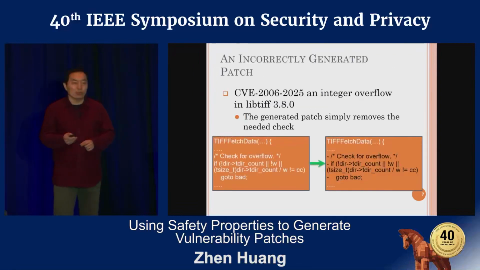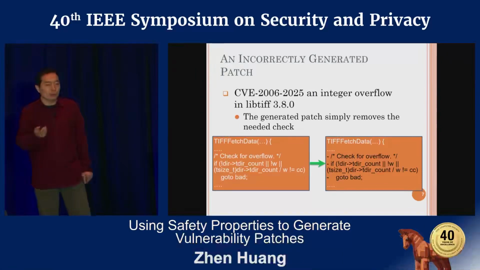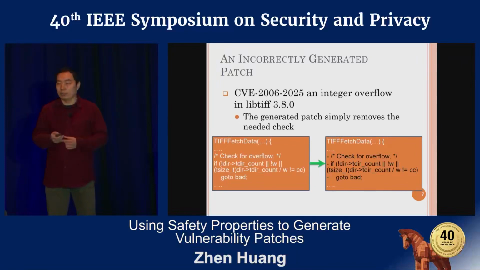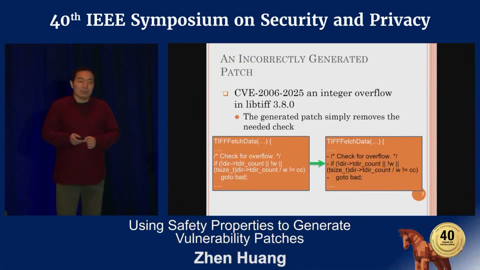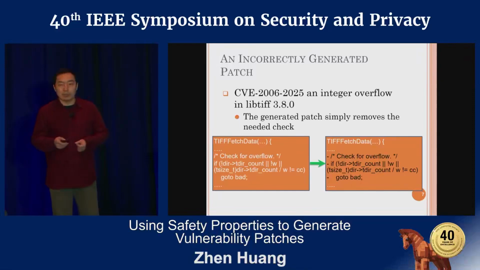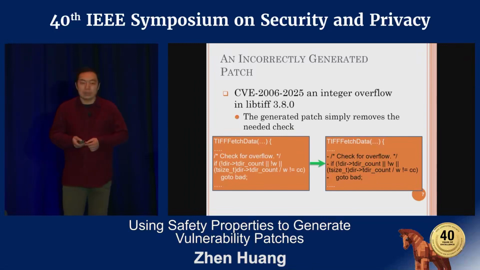So now we show one patch that is incorrectly generated by state-of-the-art APR techniques. This patch removes a check to integer overflow in the code of libtiff in an attempt to fix an integer overflow. Due to the incompleteness of the test suite, this incorrect patch would simply not trigger the test input that would reveal the integer overflow, and thus will be incorrectly considered correct.